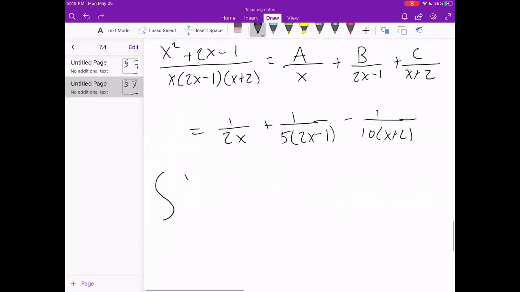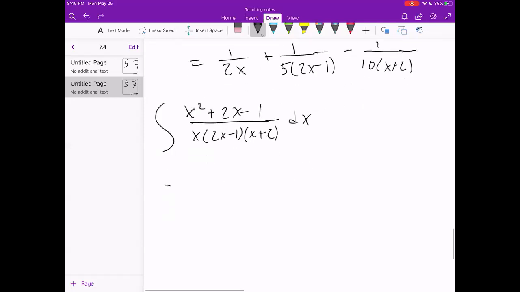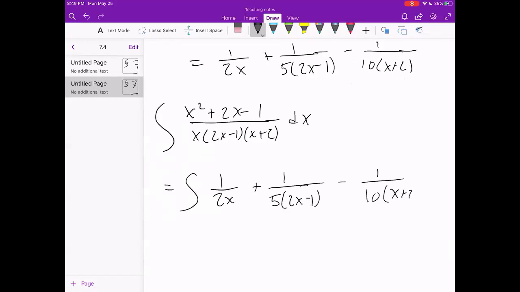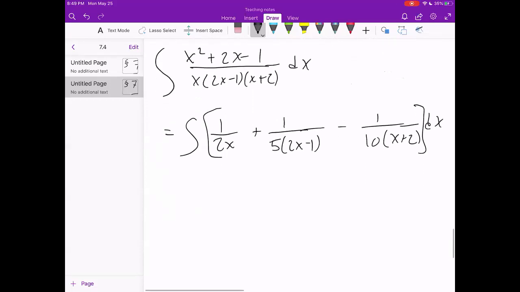So I had this integral to begin with, x squared plus 2x minus 1 over x times 2x minus 1, x plus 2. This is the same integral I started with, with the bottom factored. This integral is the same integral as 1 over 2x plus 1 over 5 times 2x minus 1, minus 1 over 10 times x plus 2. And now each of these three terms can be integrated.